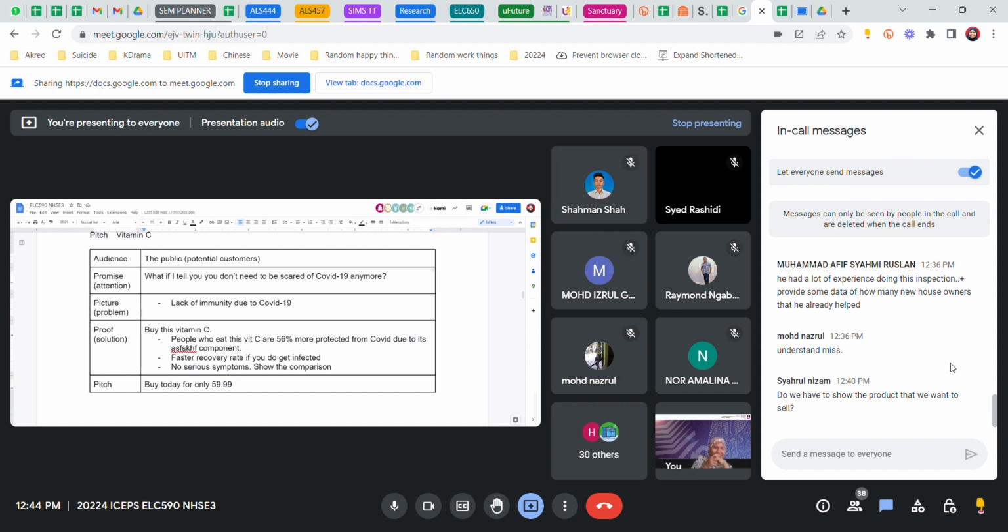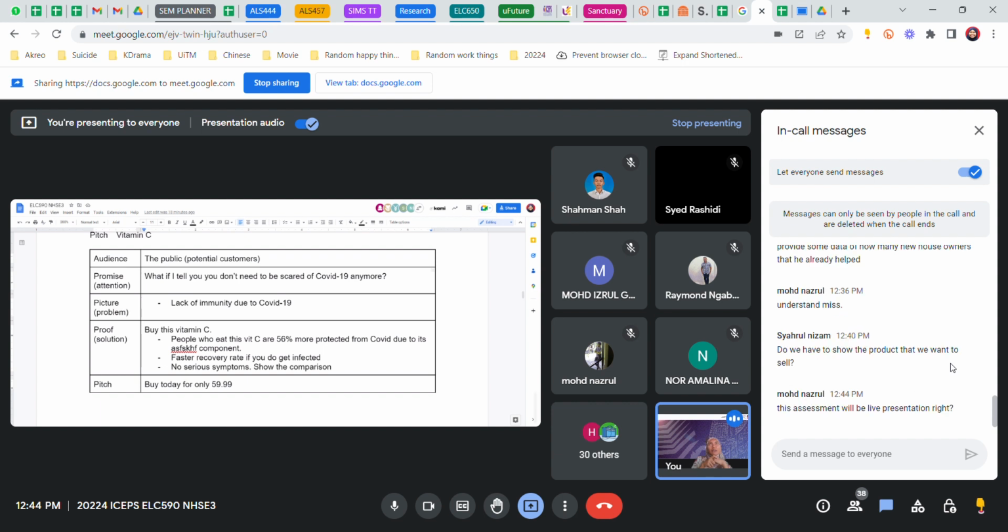Okay. And then we had a question from Sharul Nizam. Do we have to show the product that we want to sell? Ideally, yes. Especially because in the marking scheme, there's a part for visual aid. So visual aid can be things on the screen where you say, okay, the data. Or you can say, here's my product, look at it. Because you have this, that's why it's 74% more likely to succeed. So that would be a great part of the speech itself.